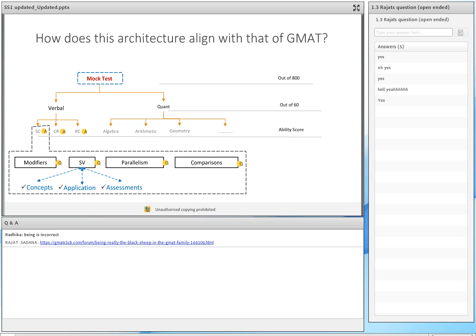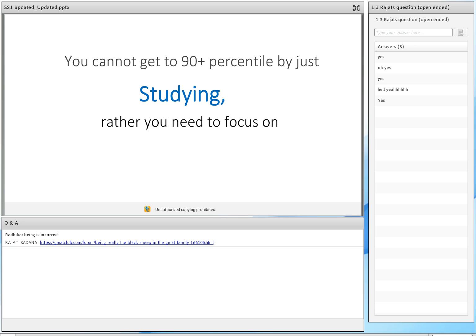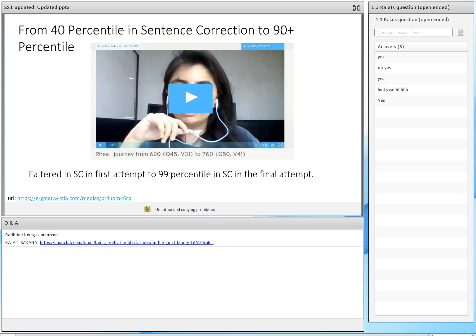And again, why is that important? Because you don't get to the 90th percentile just by knowing what a modifier does and how to place a modifier correctly, but by perfecting that knowledge and being able to apply it. It's only when you perfect that knowledge that you get to that 740 odd score. And here's an example of a student who went from the 40th percentile in sentence correction to the 90th percentile overall, from the first attempt to the second attempt.